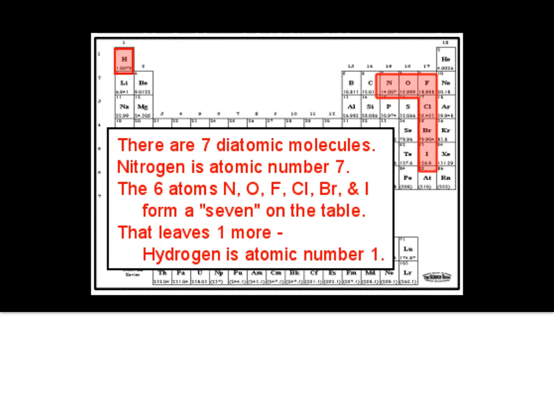You can also use your periodic table, and since there are 7 diatomic molecules, you can see that they make the shape of a 7, starting with atomic number 7, nitrogen, and go all the way down to iodine. Now that only gives you 6 out of the 7 diatomic elements, so you must remember that the 7th one is hydrogen, and it's all the way over here by his little old lonesome self.